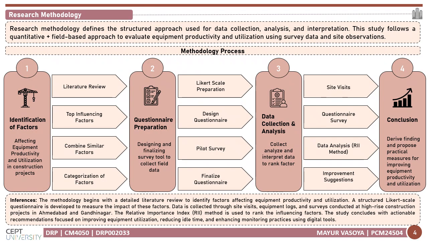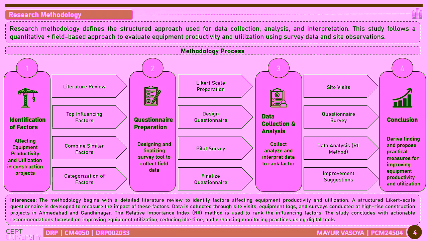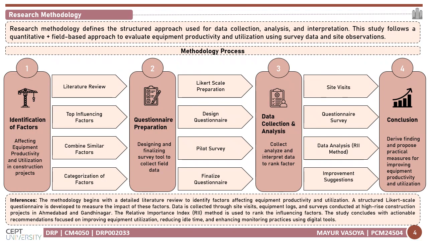The first stage is identification of the factors. In this stage, I reviewed literature and studied actual site practice to identify the factors affecting equipment productivity and utilization. And these factors included equipment breakdowns, poor scheduling, lack of maintenance, material delay, operator skill, and monitoring frequency.